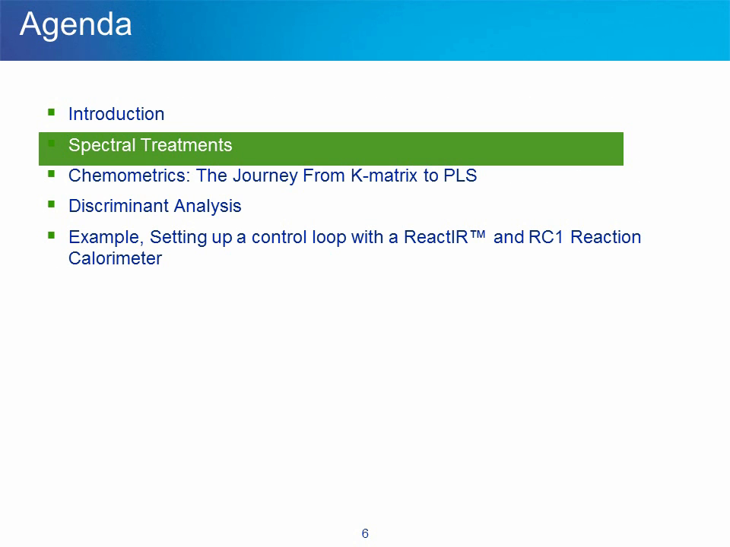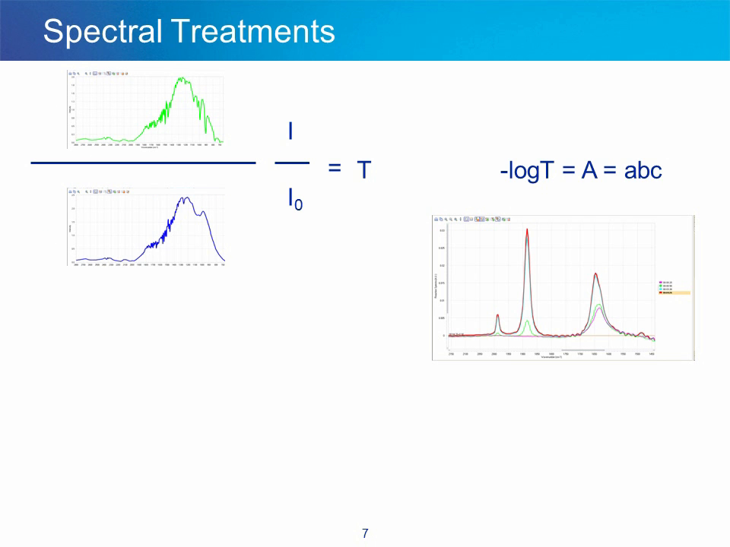Let us now go to spectral treatments. I naught is referred to as the background. This is the spectrum of the instrument. In addition to capturing the effects of the instrument's optics on the source's output, it can be used in some cases to capture solvent or other reaction or process components.